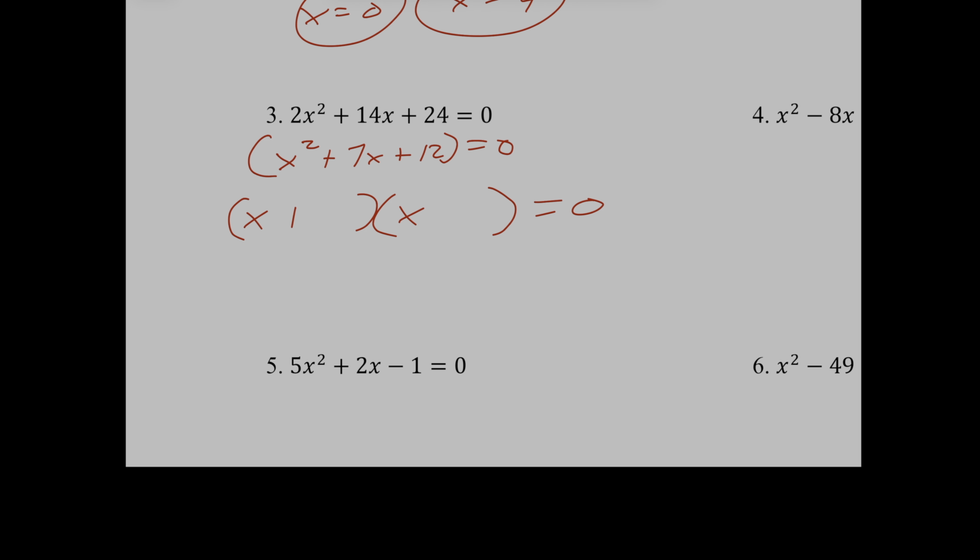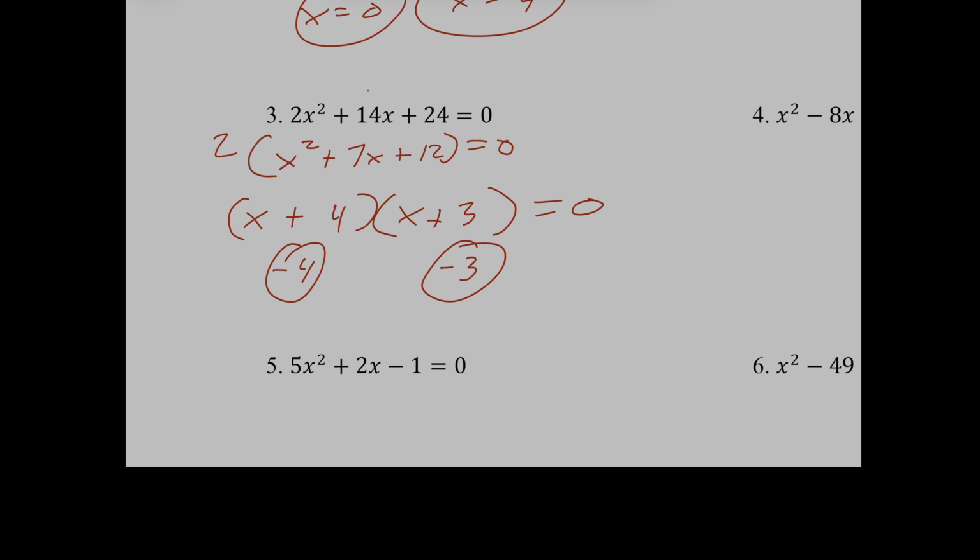Third term positive, signs are the same. Take the sign of the middle. What factors into 12 and adds to 7? 4 and 3. I need to make each parenthesis 0, so that's going to be a negative 4, and that's going to be a negative 3.